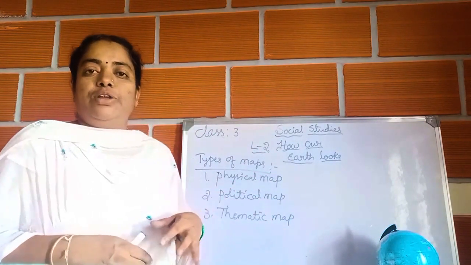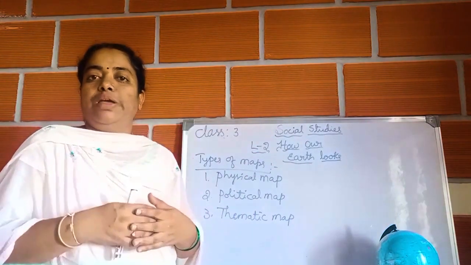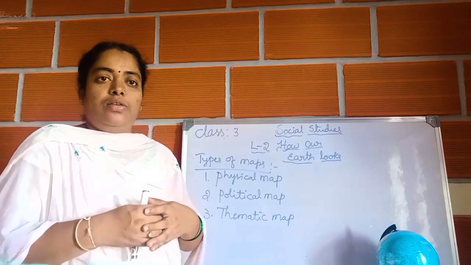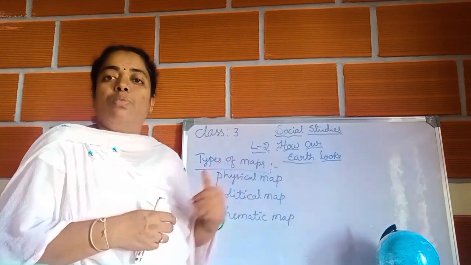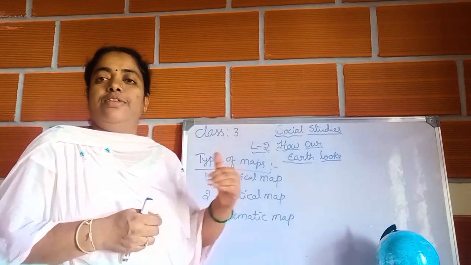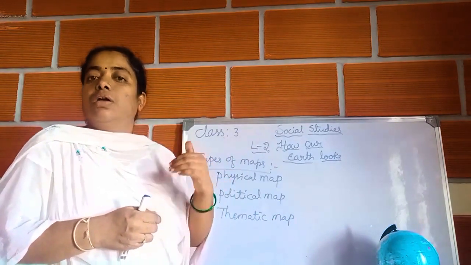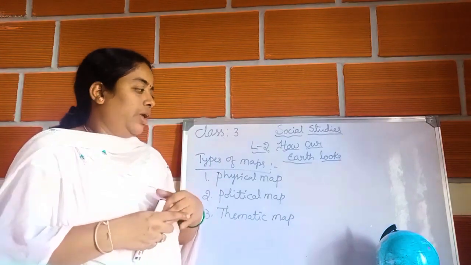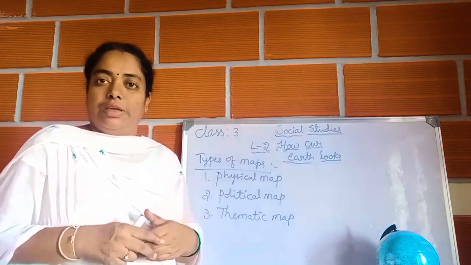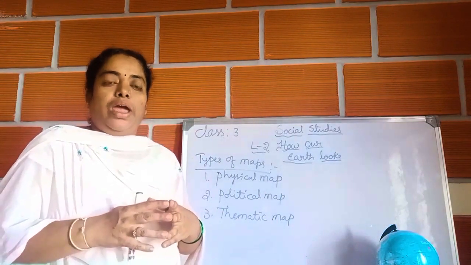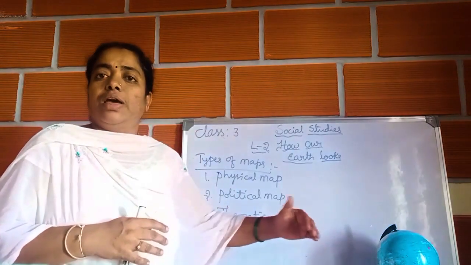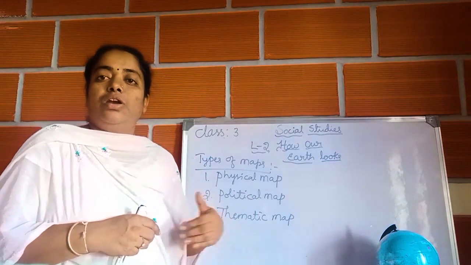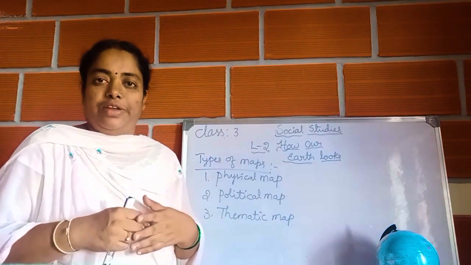So in today's class, what you learned about is what is meant by globe, what is meant by map, and what are the different types of maps. Let me conclude. A globe is a model of the earth. We use this globe to locate the continents, oceans and other places on the earth. It is a true miniature of the earth, round in shape, and it has different color combinations on it, right? Whereas a map is a drawing of the earth on a flat surface, right?